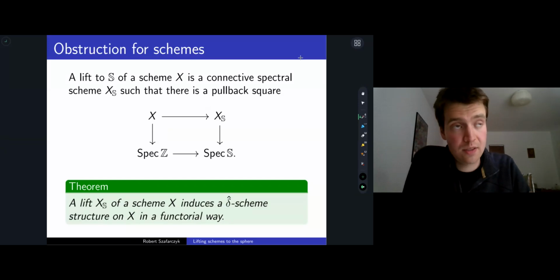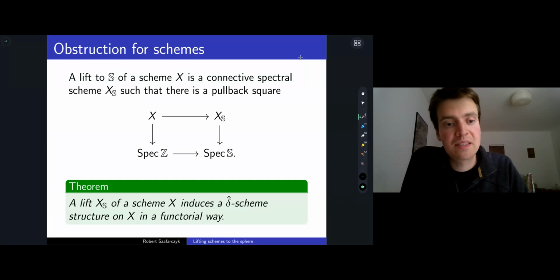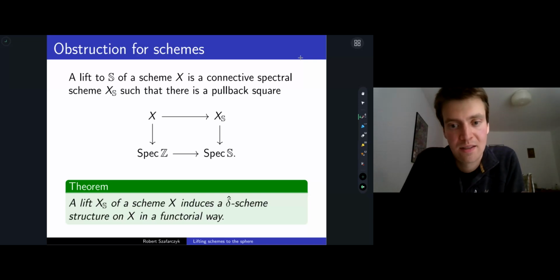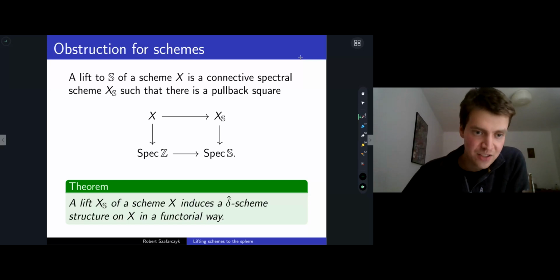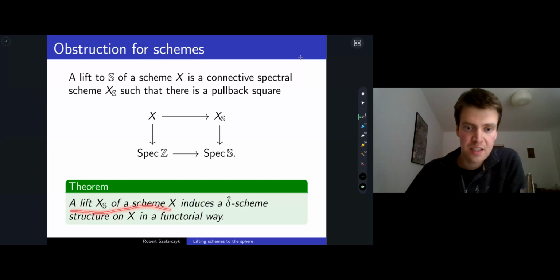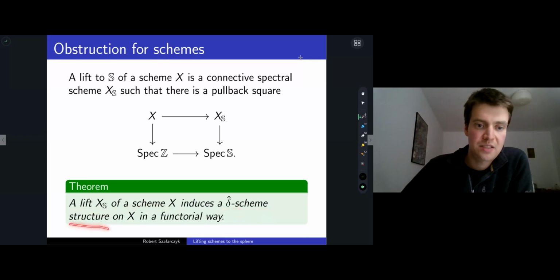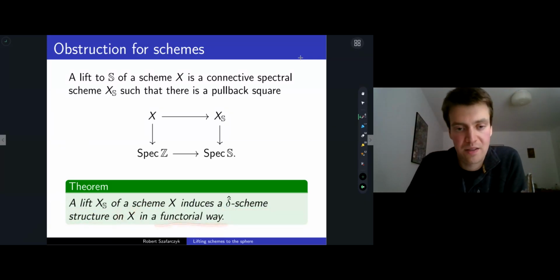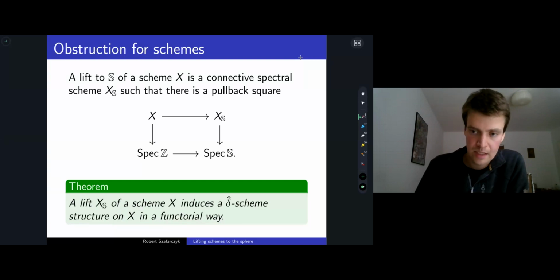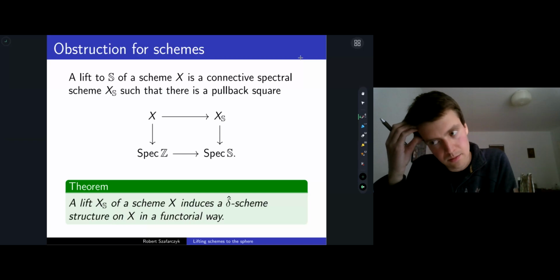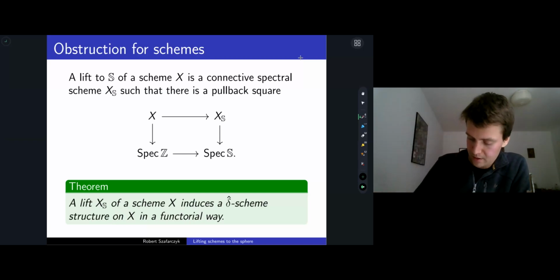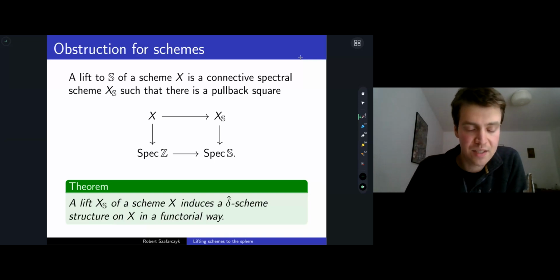And we introduced delta hat schemes as things glued from delta hat rings. Spectral schemes are things glued from E-infinity algebras. And we have the theorem that obstructing rings to lift is via delta hat structures. So then one can imagine that the theorem glues as well. And we get the following theorem that lifts of schemes induce delta hat scheme structures on X as well in a functorial way. Are there questions? If not, then we will now do some examples of schemes.